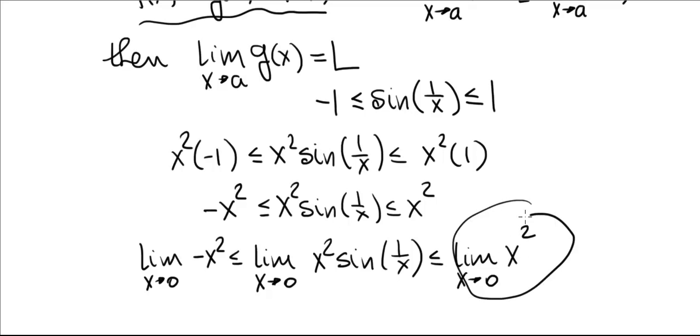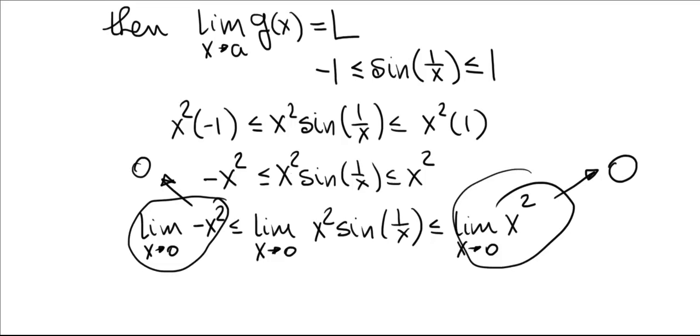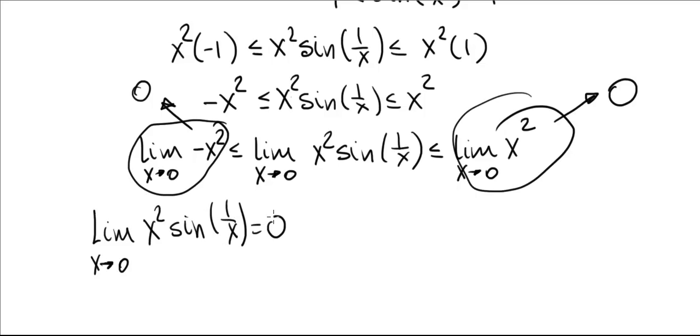Now this limit I'm circling here, and this limit I'm circling over here, both of these go to 0. And by the squeeze theorem, the limit in the middle, that is the limit we are evaluating, is forced to go to 0. So the answer is: the limit as x goes to 0 of x squared times sine of 1 over x is equal to 0.